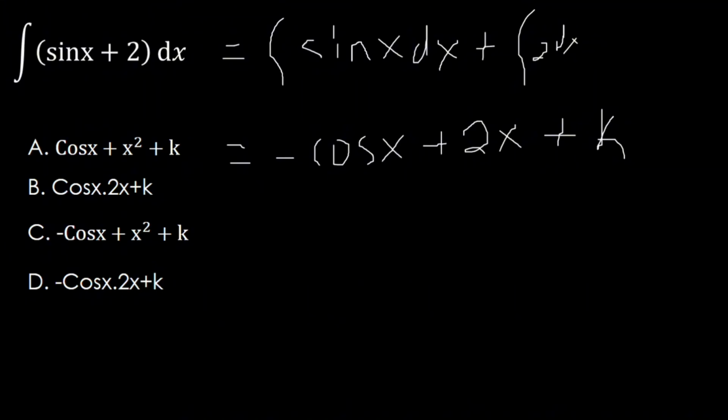And the answer is here. Negative cos x plus 2x. They forget to put the plus here. That is plus 2x plus k. That is the answer.